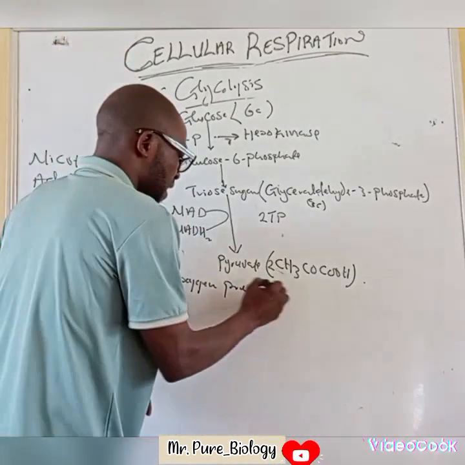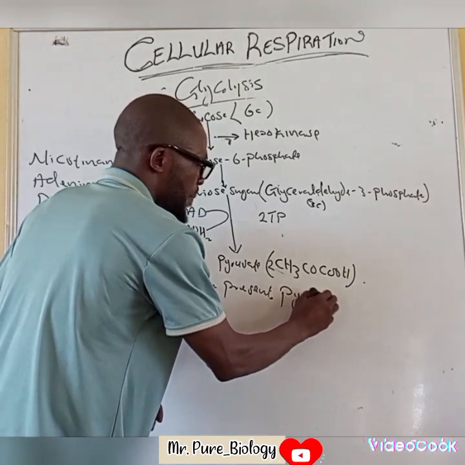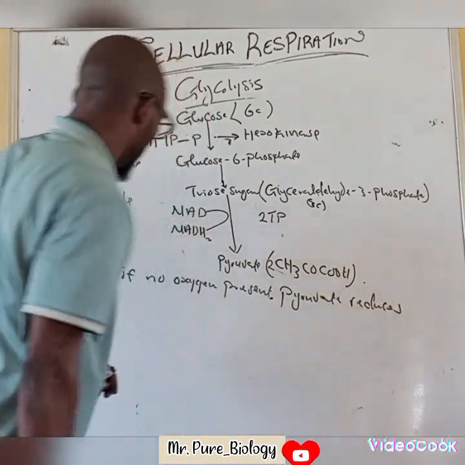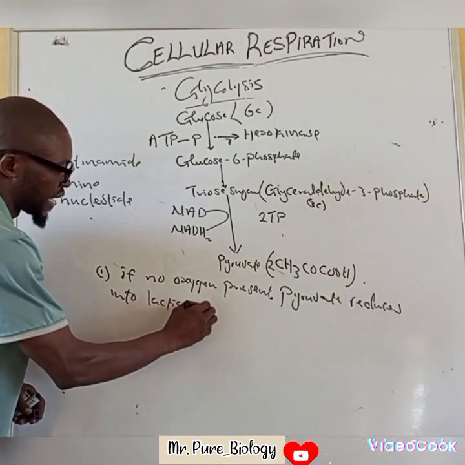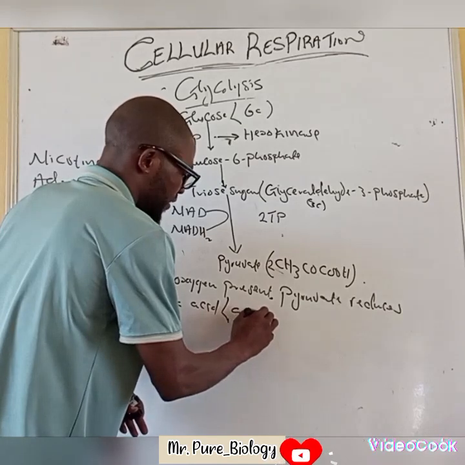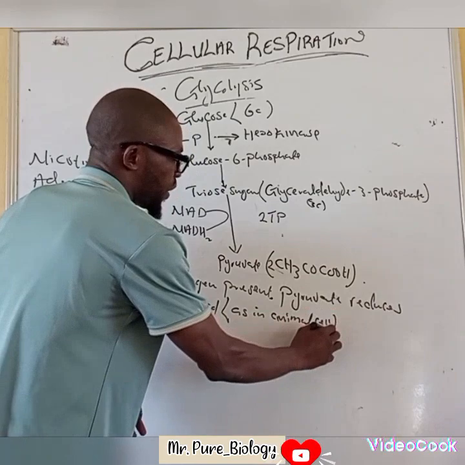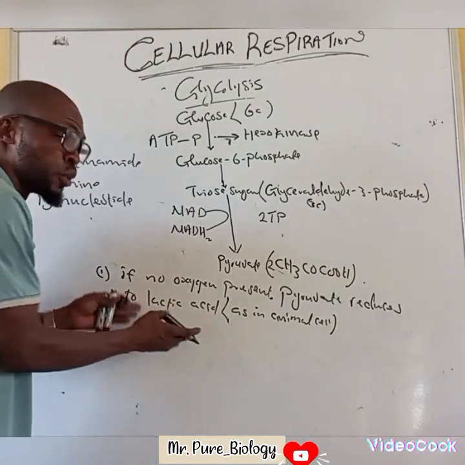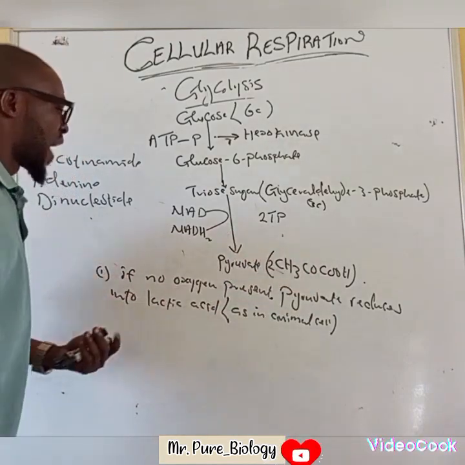Let's now see. We say pyruvate reduces into lactic acid, as in an animal cell or muscle cell. Are we getting it now? So that means if there is no oxygen, the pyruvate will proceed anaerobically, that is, it is going to reduce into lactic acid. Let's now look at the equation.